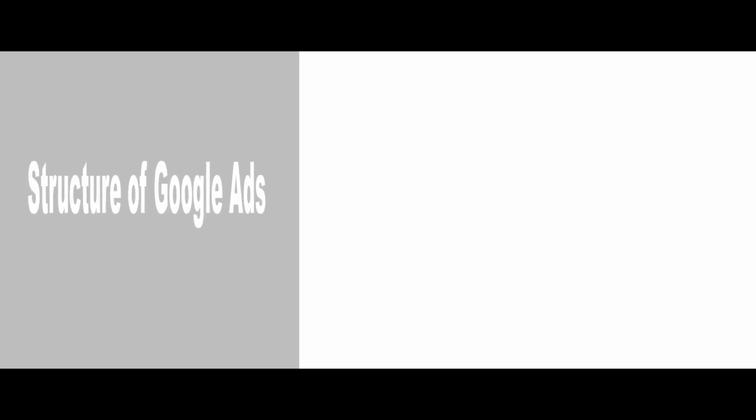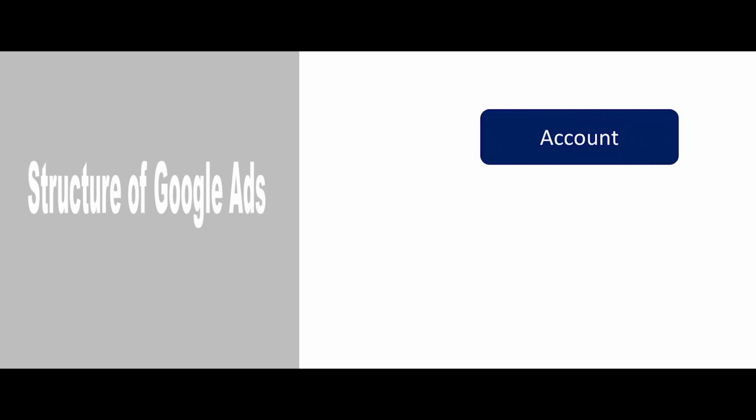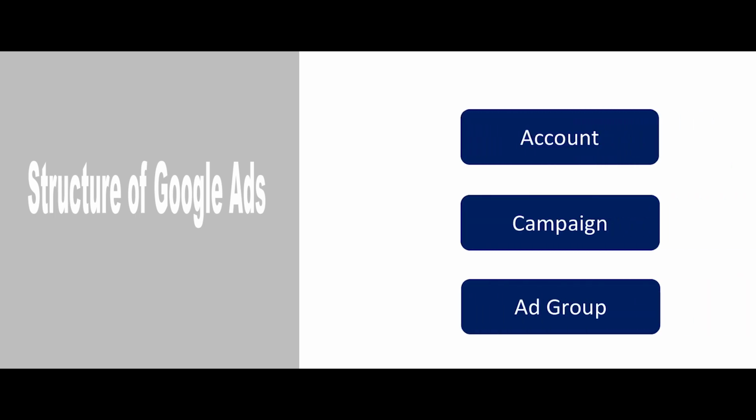Actually, Google Ads has 3 layers, and understanding of how these layers are linked to each other will surely help you to create and run any Google Ad campaign successfully. These 3 layers are Google Ad account, campaigns, and ad groups.